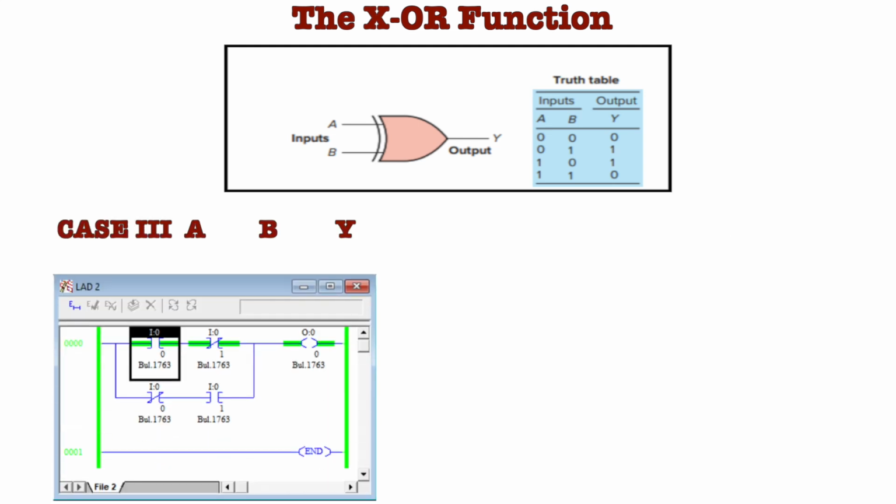Now the third case, when A is 1 and B is 0. The first switch, which is normally open, will become closed, and in the second rung the same addressing, which is normally closed, will become normally open, while the next switch will remain in its state. So in the first rung we will get two closed switches, a complete path for the power transfer, and we will get a high output in this case.